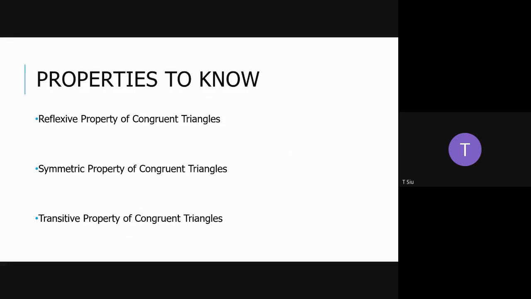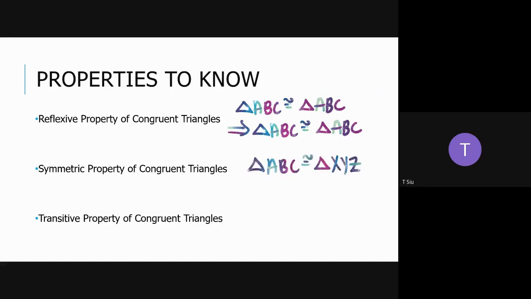Finally, some properties that you need to know for congruent triangles. The reflexive property of congruent triangles states that triangle ABC is congruent to triangle ABC. So there's no change in that. It's the same forwards and backwards. The symmetric property of congruent triangles states that if triangle ABC is congruent to triangle XYZ, then triangle XYZ is congruent to triangle ABC. So you can flip the order.